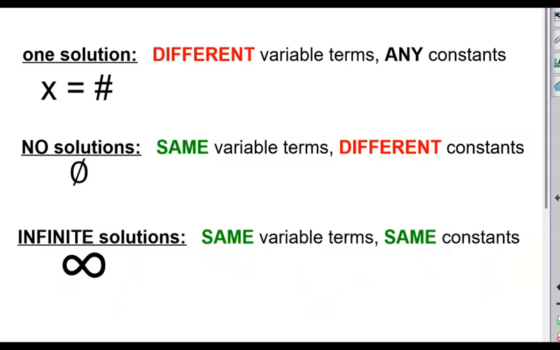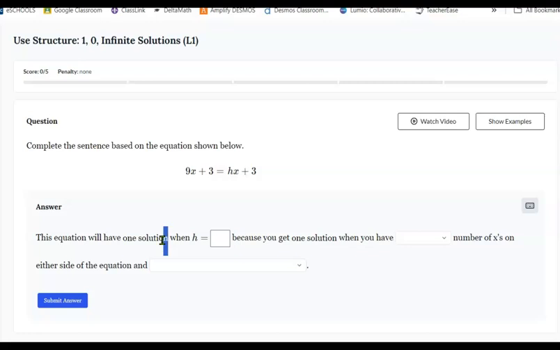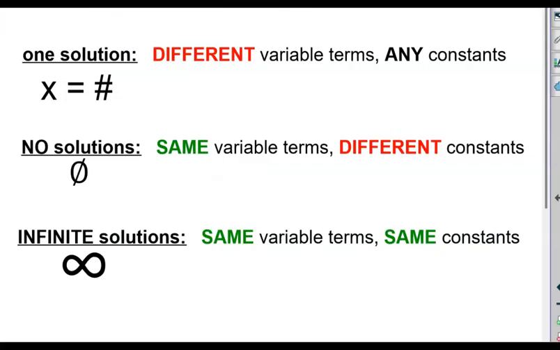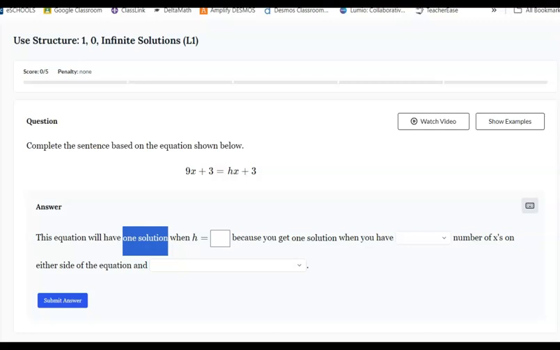So let's take a look at a few questions. This first question asks us when we will have one solution for our equation. And if we refer back to this chart that you may need to copy down, in order to have one solution, you have to have different variable terms. It doesn't matter what the constants are. Any constants will work. Same constants, different constants, doesn't matter. But the variable terms must be different. So if this left side has a variable term of 9x, this right side cannot. So h can be any number, but not a 9.